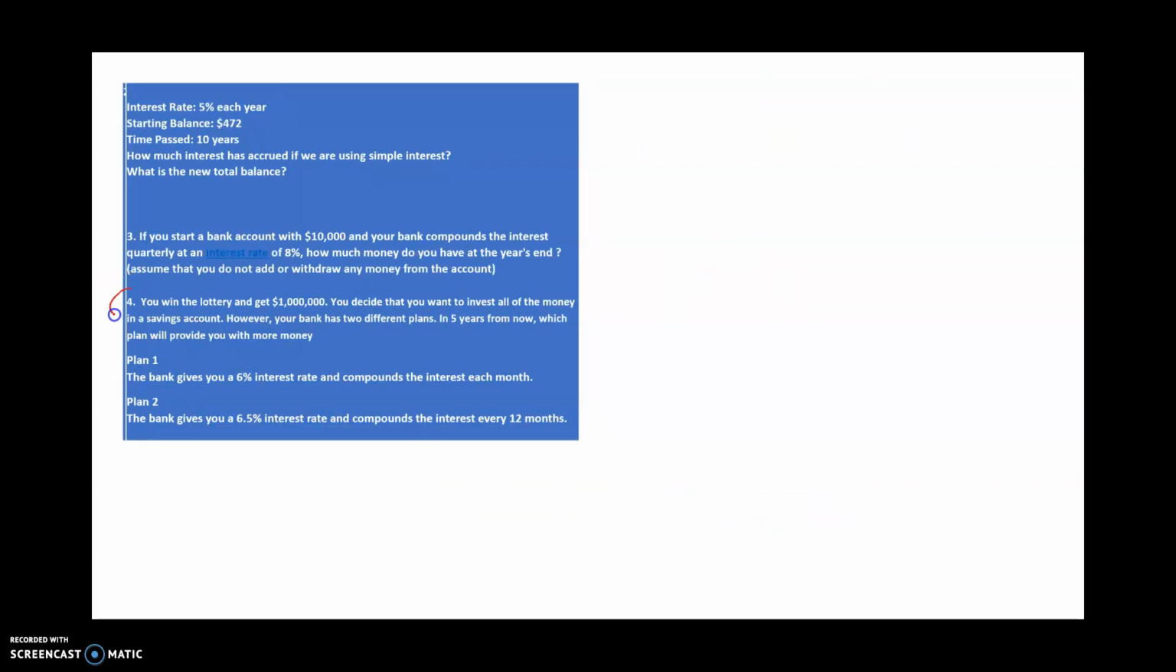All right, now we're going to do number 4. So it says you win the lottery and you get $1 million. And we need to decide between 2 plans here, to see which we want to use. So 5 years from now, so T equals 5. The first plan gives you a 6% interest rate and compounds the interest each month. N equals 12, 12 times a year, right? Plan 2 gives you a 6.5% interest rate and compounds the interest every 12 months. That means once a year, doesn't it?